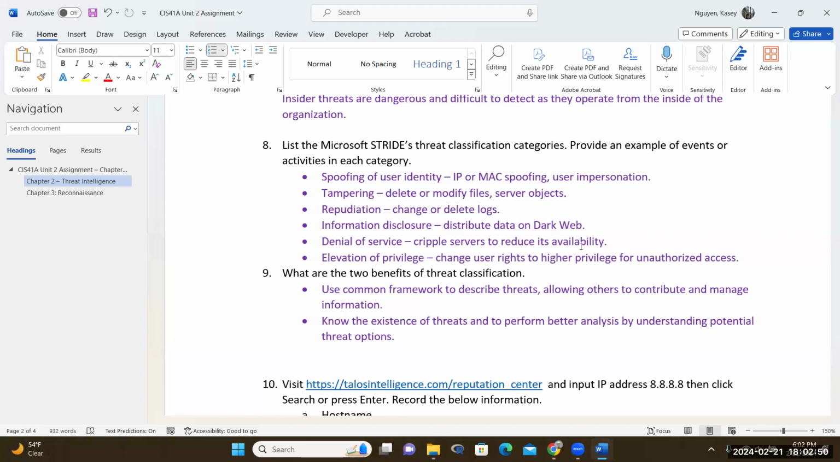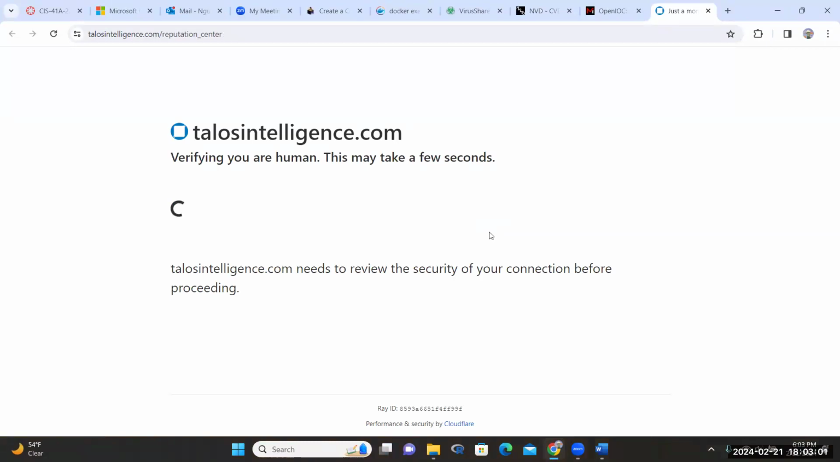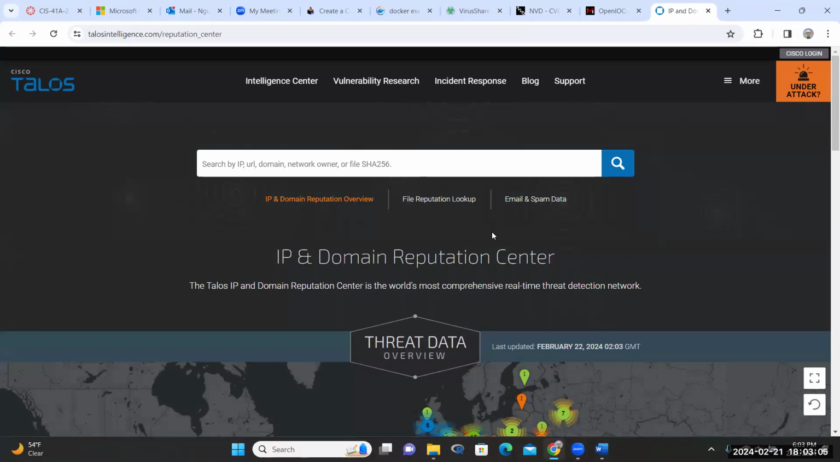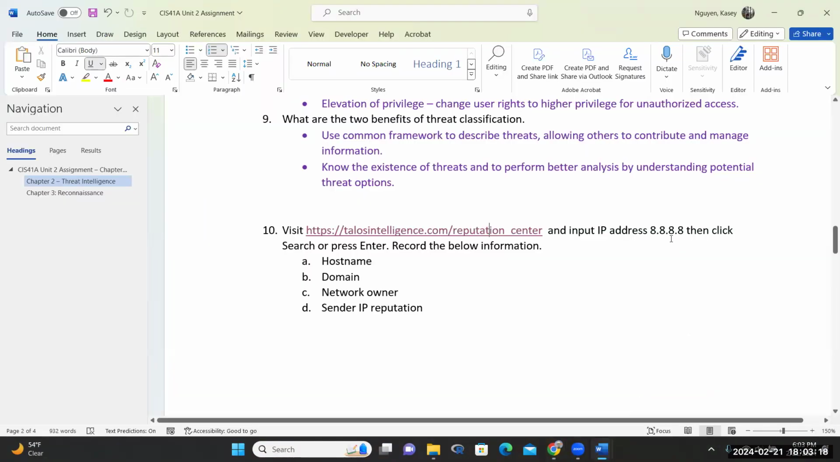Okay, next. You can go to the Intelligence Reputation Center. I hope they haven't changed the link. I didn't test it. Okay, so this is kind of cool. It's going to give you the reputation of the domain and the IP information. And then we can search for this.